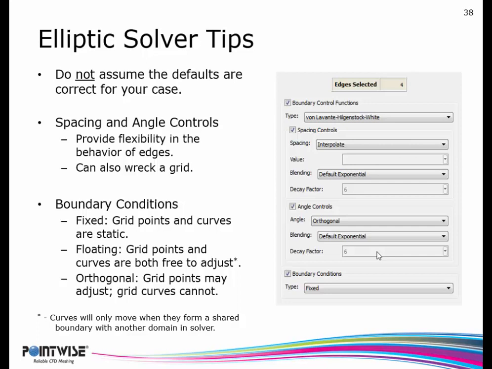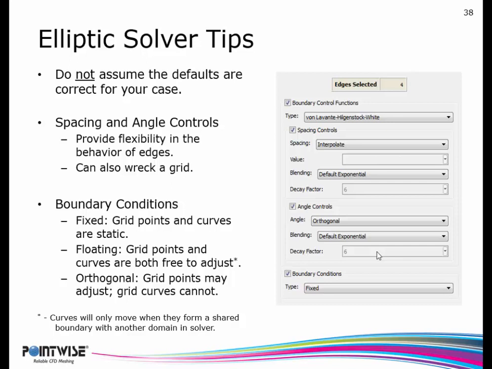We always make the assumption that you've probably done a lot of work creating your domains or your blocks, and so we assume we're not going to change those boundaries while the solver runs. If you want those boundaries to change in the solver, you have to come in and change it here in the boundary conditions to do that. The other 2 options, floating and orthogonal. Floating is the one that we're going to kind of focus on this morning.